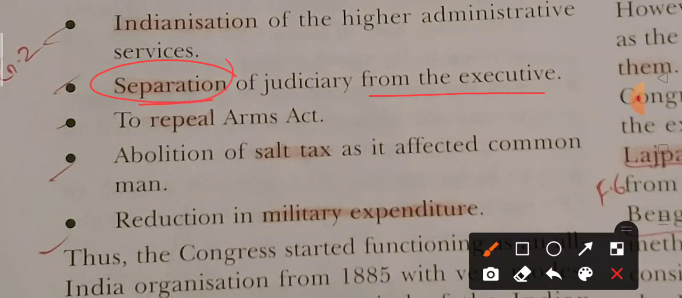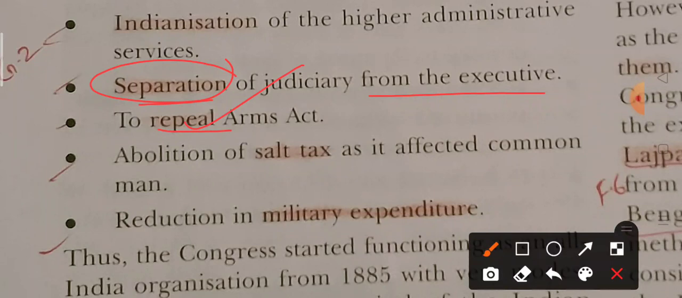And repeal the Arms Act. Students, some time ago I read about the Arms Act. The Arms Act was forbidding Indians from carrying or possessing arms. Indians were not able to take any type of arms for their security. So they demanded repeal of the Arms Act. This was the next demand.